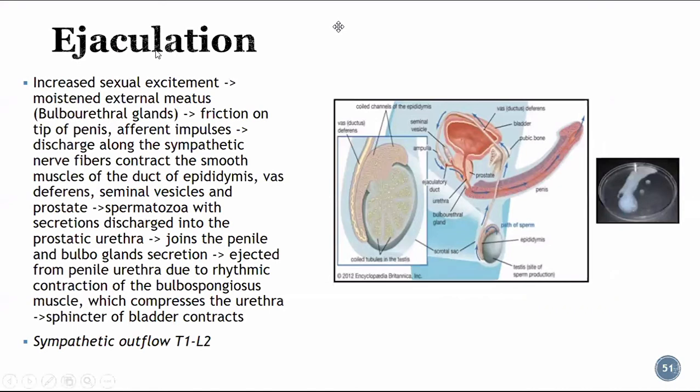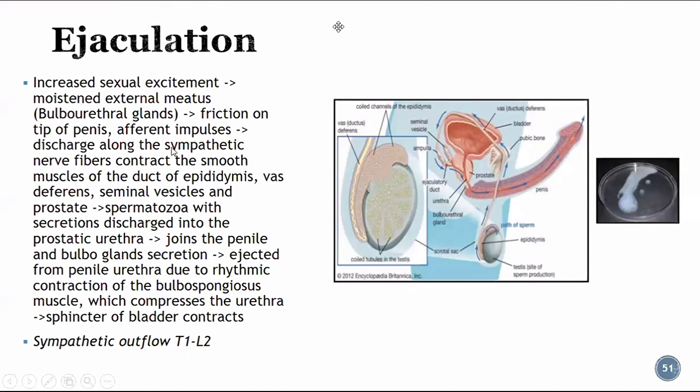During increased sexual excitement, first what happens is the bulbourethral glands, which is one of your accessory glands, as I mentioned earlier, moistens the external meatus. And then continued friction on the tip of the penis, the glans, which is full of nerve endings, will give off afferent impulses. These afferent impulses then cause a discharge along the sympathetic nerve fibers to cause the smooth muscles of the epididymis, the vas deferens, the seminal vesicles, and the prostate to contract.